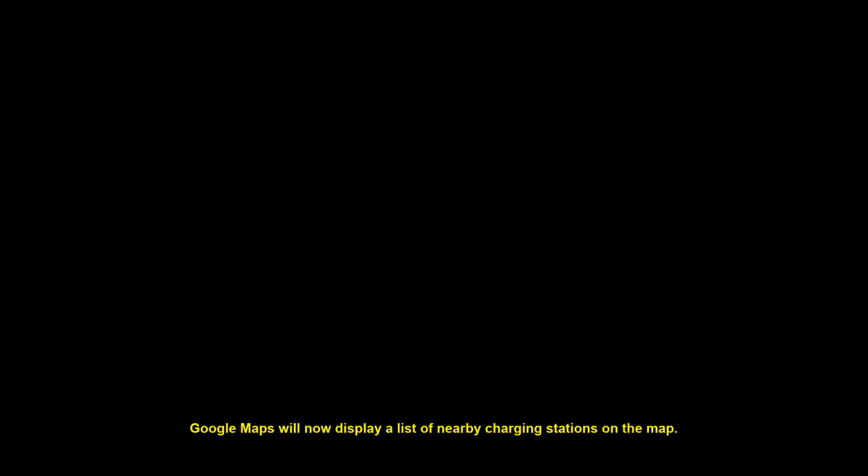Google Maps will now display a list of nearby charging stations on the map. To see more information about a specific charger, tap on the marker or location. A menu will appear with details such as the charger type, availability, and directions.